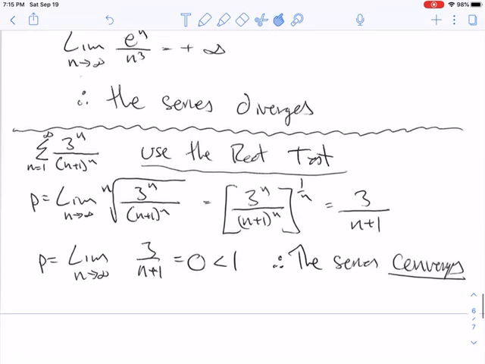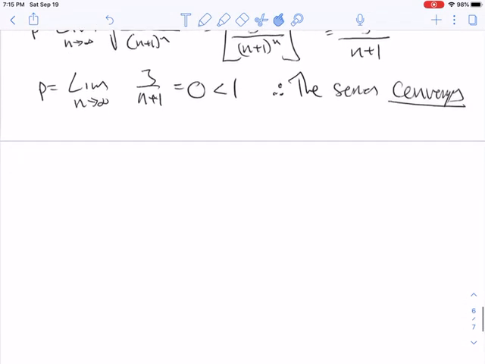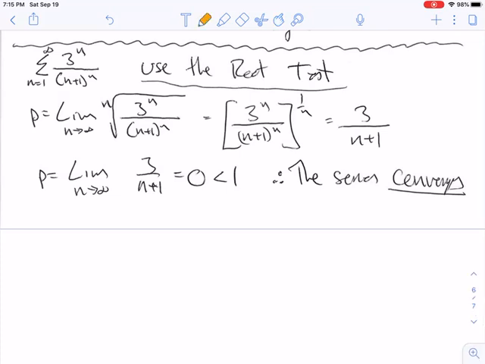And the next one is a root test, and that's the last one. This one is clearly made for the root test. We see that the 3 over n plus 1 is raised to the n, so that's just screaming for me to do the nth root test, because we know those n's are going to cancel out. We're just going to end up with 3 over n plus 1. The limit of that is 0, which is less than 1. So the series converges. All right, that is it for this video.